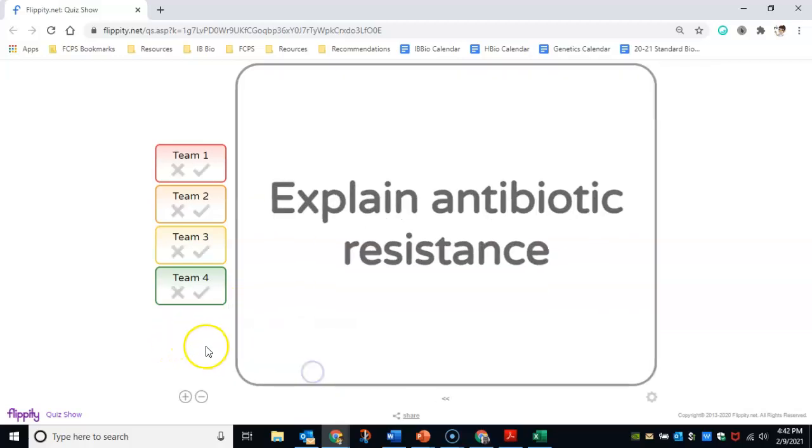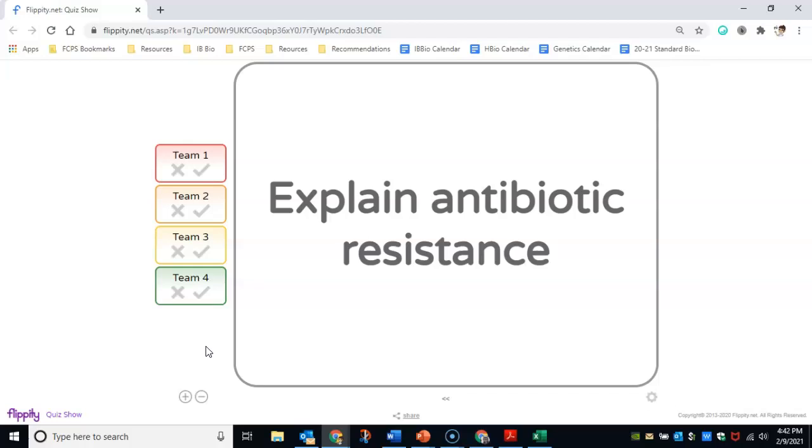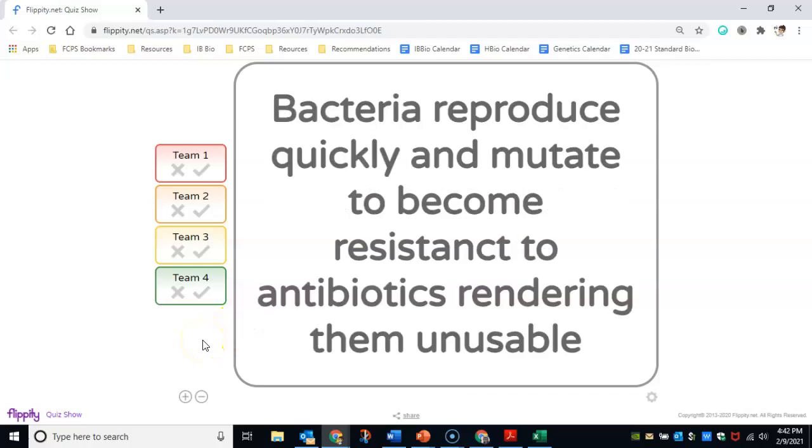And for 500, explain antibiotic resistance. So antibiotics work on bacteria, and bacteria reproduce so quickly. Every 20 minutes, bacteria are splitting. And they can mutate to become resistant to antibiotics. So if you're sick and you take antibiotics, those antibiotics are going to eliminate any bacteria that are weak against them. However, if a bacterium mutates and has the resistance, then it's going to be able to survive beyond those antibiotics and continue to make you sick.